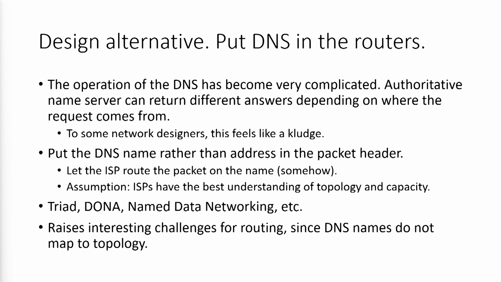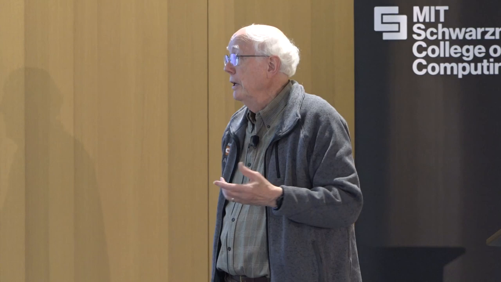But their assumption was that ISPs have the best understanding of the topology and the capacity and what's currently working. Now, this is not a new idea. There have been some old schemes. I don't know that anybody here wants to go back and look at them, but there were proposals recently for a system called Triad, a system called Dona, and the one done as part of the Named Data Network, part of the Future Internet Architecture project. It raised some interesting questions about routing, but here's the question, and you can just think about it for a minute. Who liked this idea and who hated this idea, this placement of function, okay?